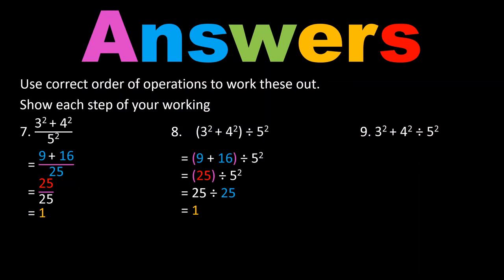Is 9 going to be the same? Let's work it through. There's no brackets this time, but I see loads of exponents. So let's work through these exponents. Next, I see there's an addition and a division, but division comes before addition in BEDMAS. So we'll do the division first, 16 divided by 25. And then we'll do our addition.